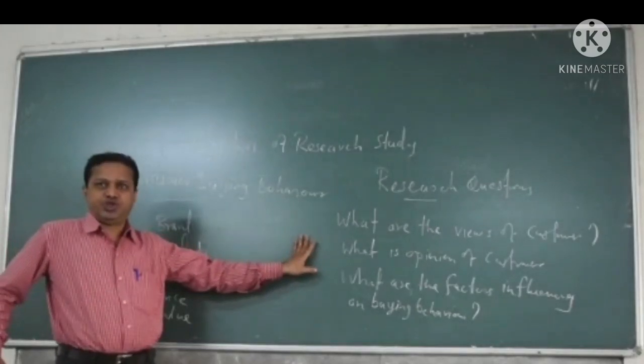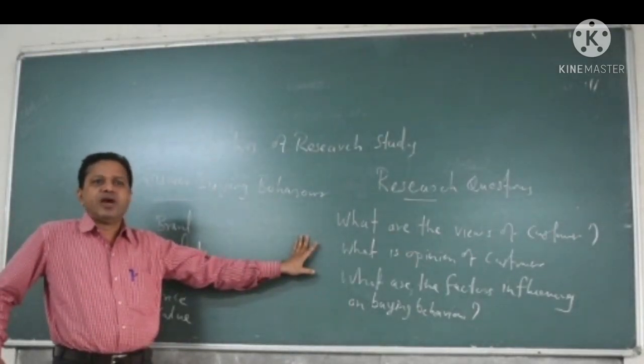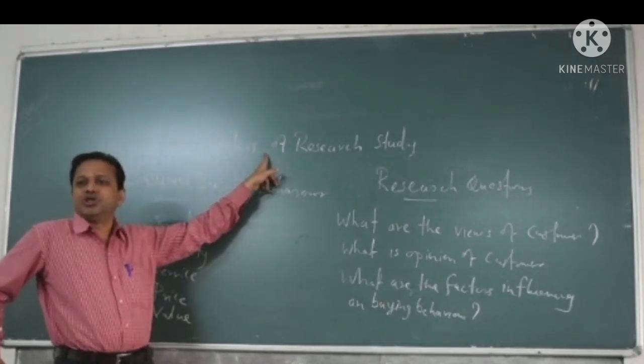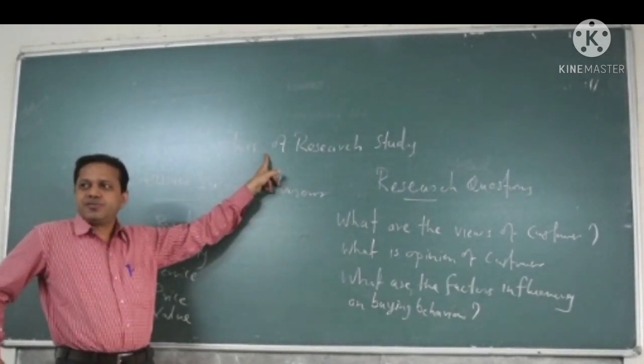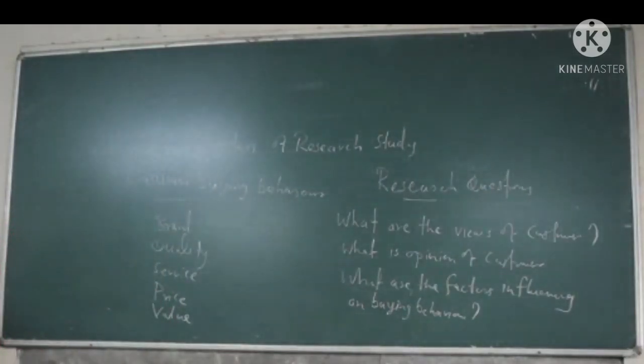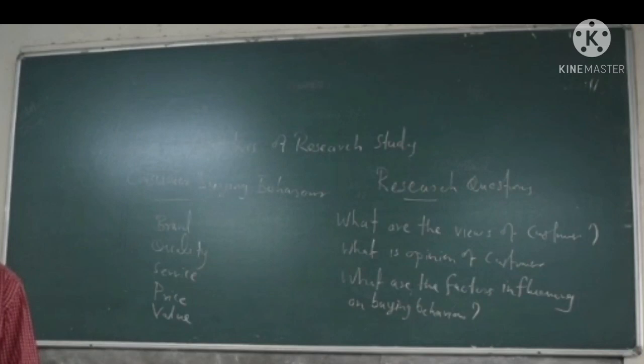Now these questions you consider while spelling out the objectives, because we want to spell out the objectives of research. So what is the first question? What are the views of customer? What are the views of customer about product? So what is your first objective? To assess or examine views of customer about product.